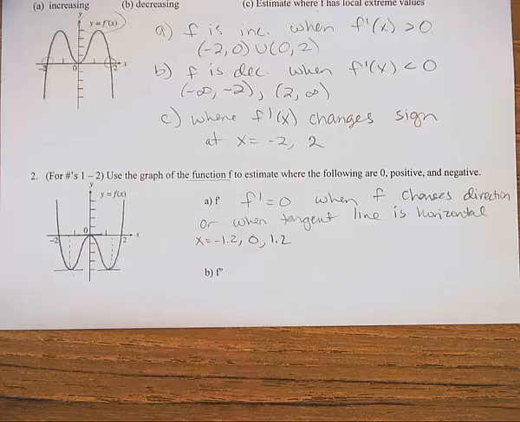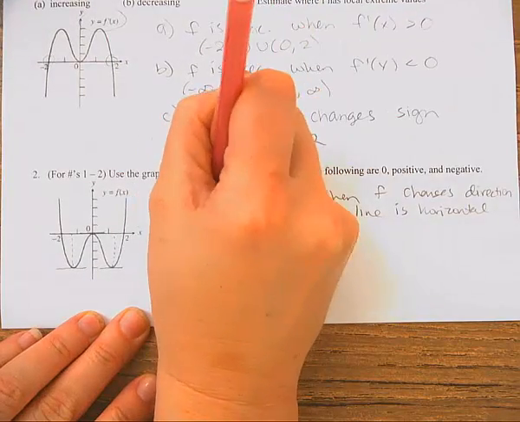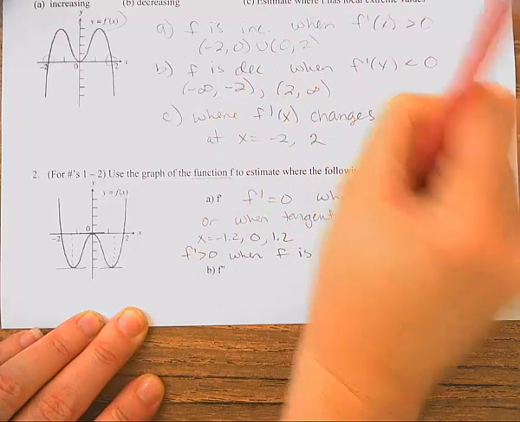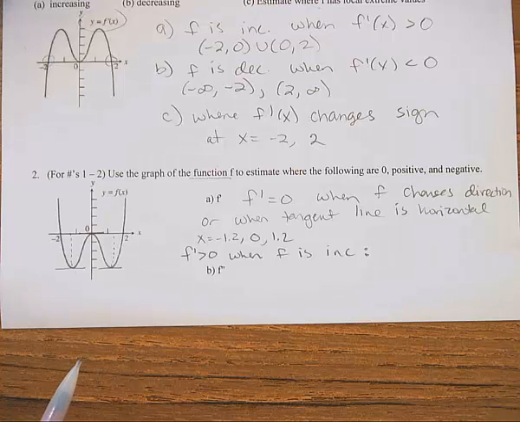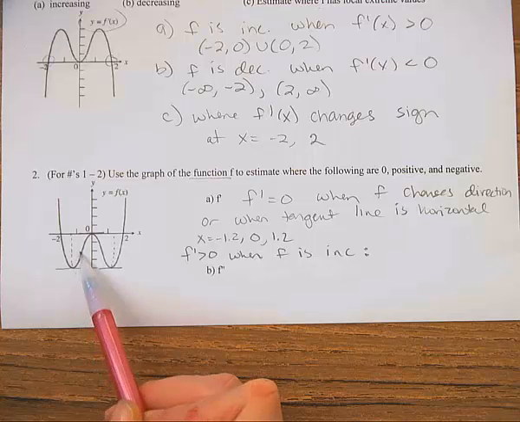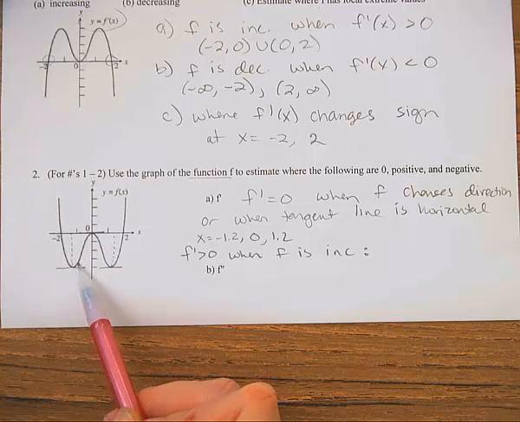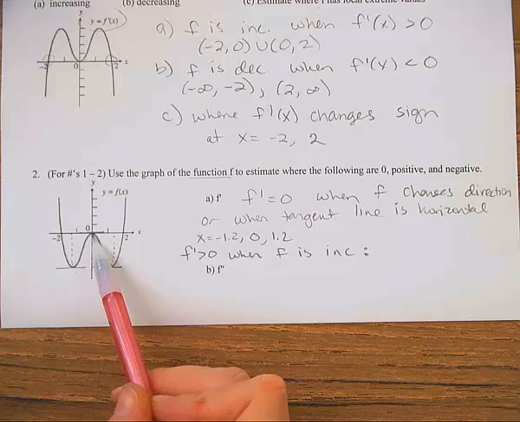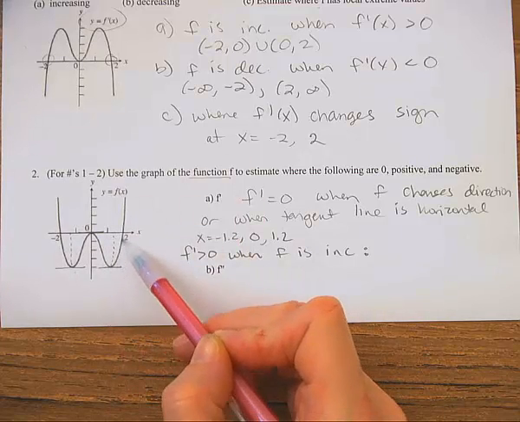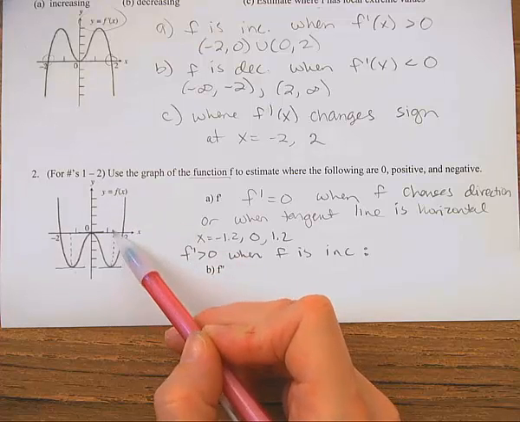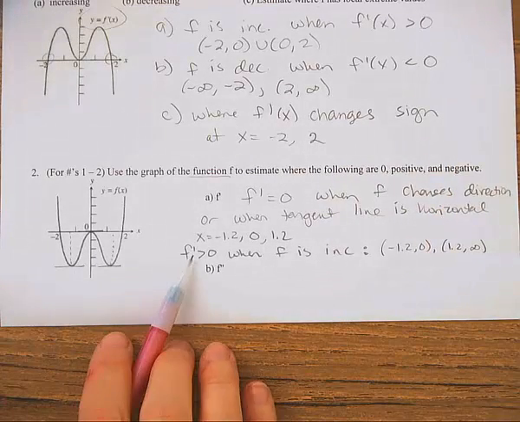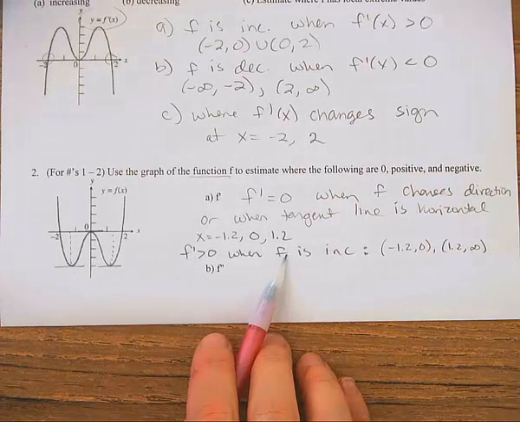Then I know that f prime is going to be positive when f is increasing. That means when f is going up from left to right. So I can see I'm going to be going up from left to right between negative 1.2 and 0. I'm also going to be going up between positive 1.2 and infinity, because to the right of this point here, the function's going up. So that will be when f prime is positive, when the function is increasing.